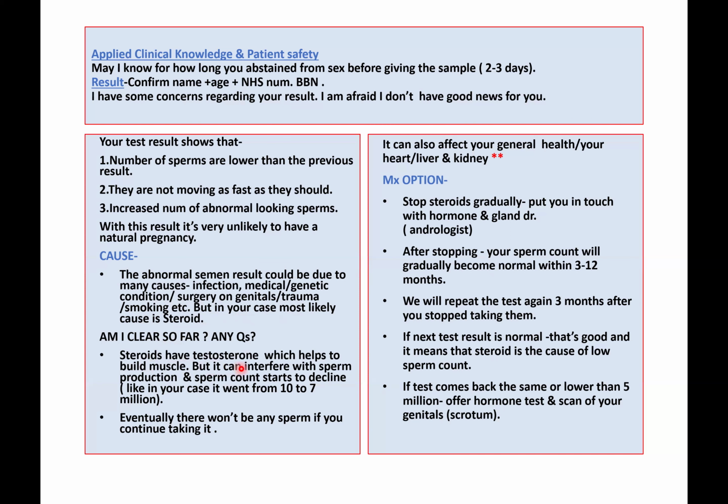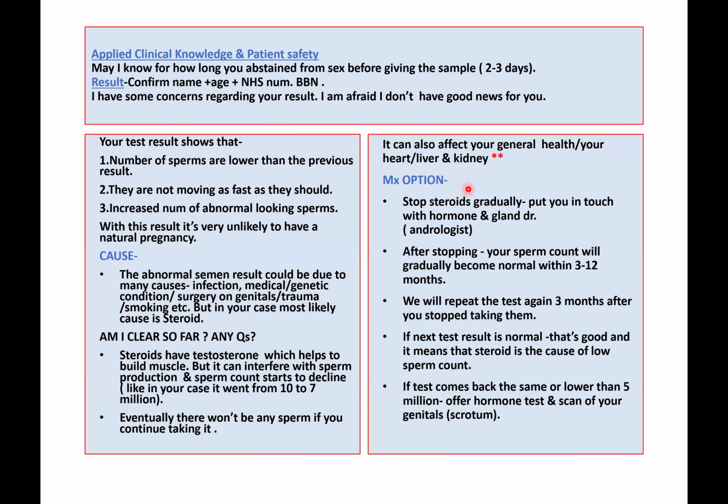Steroids have testosterone, which helps to build the muscle, but it can interfere with sperm production and sperm count starts to decline. Like in your case, it went from 10 to 7 million. Eventually, there won't be any sperm if you continue taking it. It can also affect your general health, your heart, liver, and kidney. So giving him information about how steroid can affect the general health, heart, liver, and kidney, this is also important. It is not just about the sperm count. It will hamper his overall health in the long term.